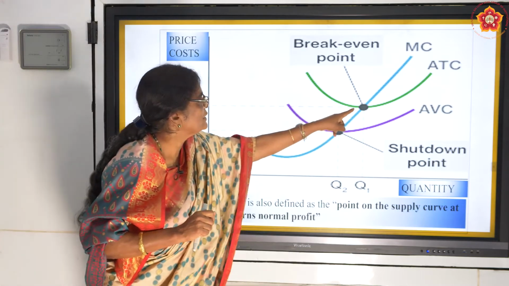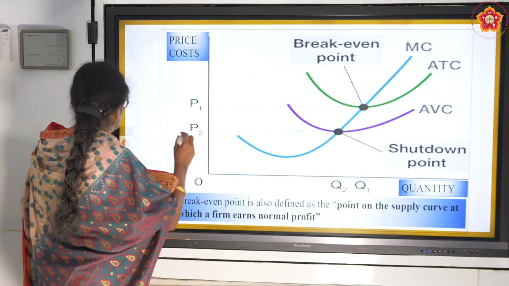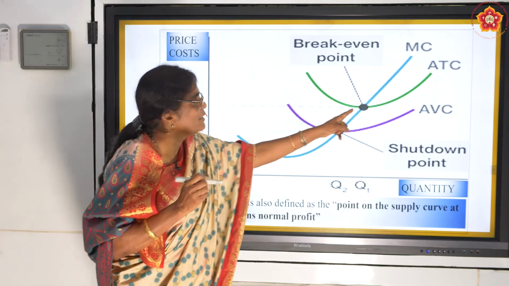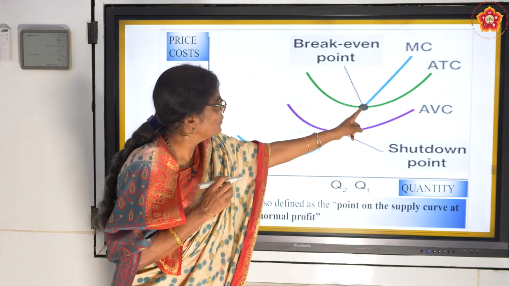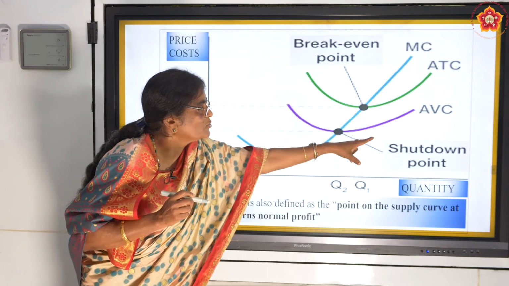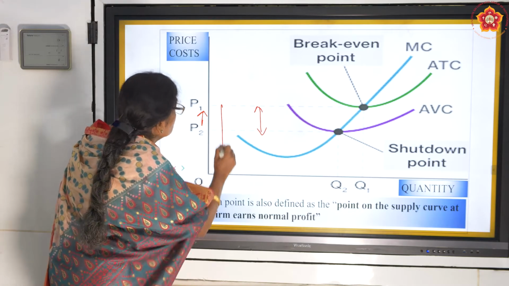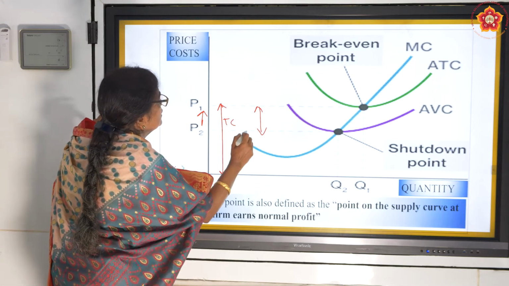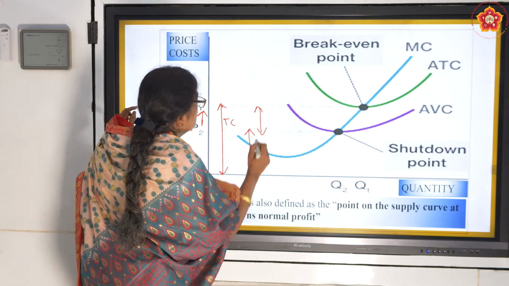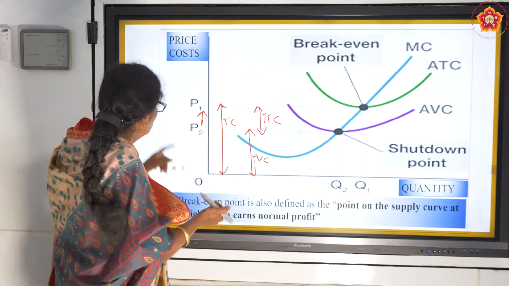Then the other point you can see, at a little more price, when price increased from P1 to P2, now price has increased. What is happening now? The firm's revenue is able to cover the total cost. What does total cost mean? Not only variable cost, it covers this difference, the fixed cost also. The whole total cost is here. This is only variable cost, this is TFC. Therefore, the total cost is completely covered by this price.